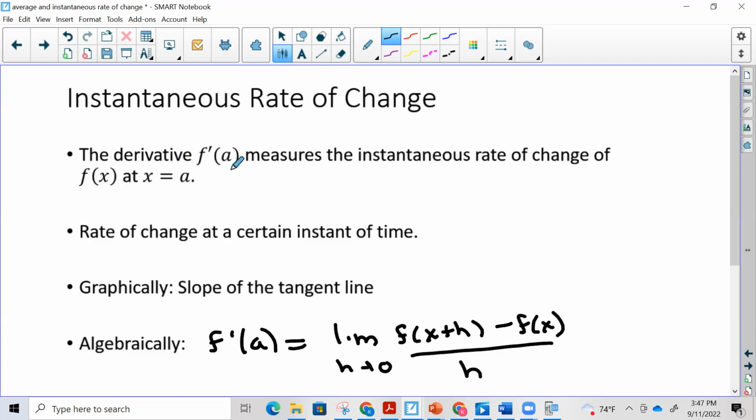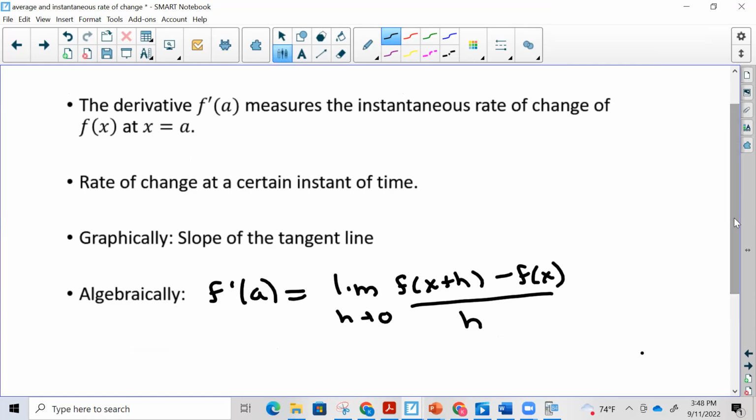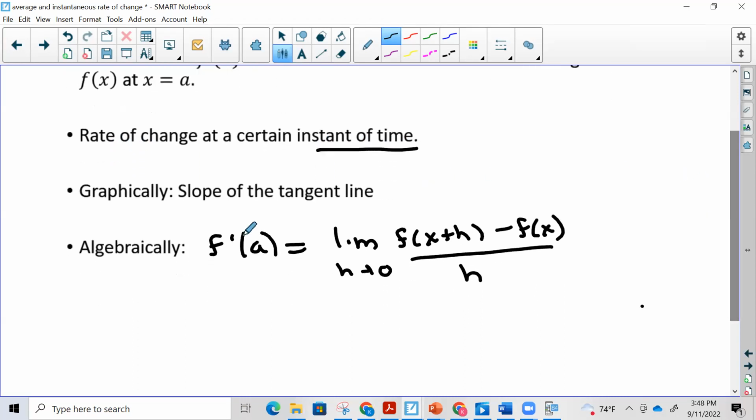And so the derivative f prime of a measures the instantaneous rate of change of f of x at x equals a. So again, it's the rate of change at a certain instant of time. And graphically, it's the slope of the tangent line. So if I have my curve, I want to find the rate of change at this specific time when x is equal to a. And algebraically, we find it by doing the derivative.